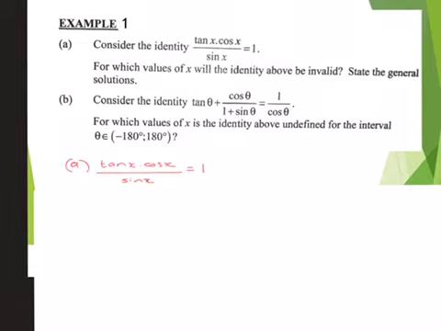Alright, so we're just doing these two examples, A and B here, and really it doesn't get asked very often. When we're working with identities being undefined, often it will come within another general solution question. So it says, consider the identity tan x cos x over sin x equals 1, for which value of x will the identity above be invalid? State the general solutions. They won't always tell you to state the general solutions. Sometimes they'll just say, where is it invalid or undefined? You always do the general solution.